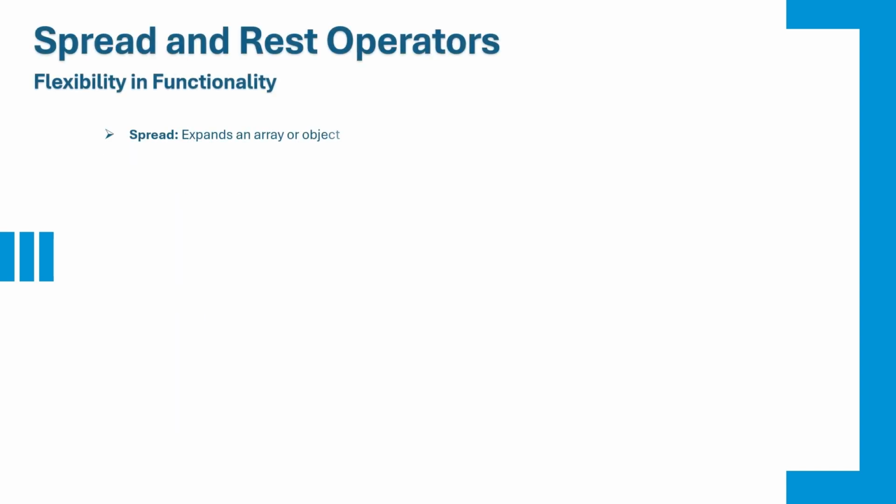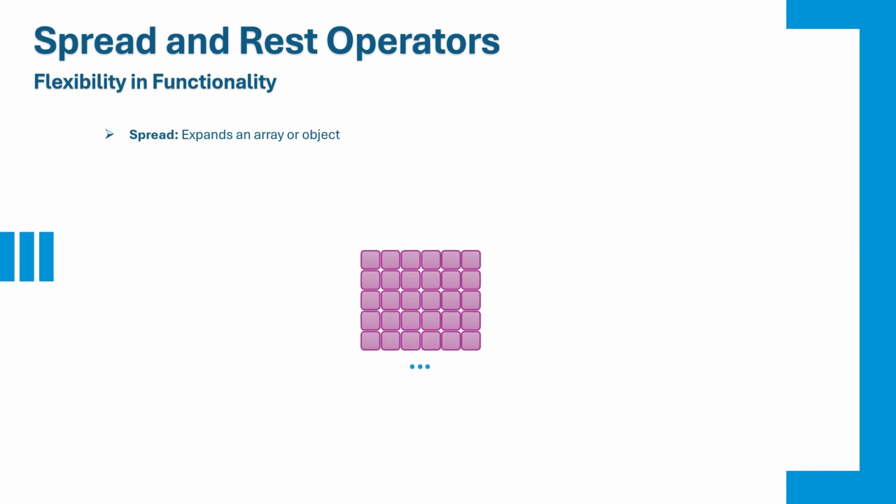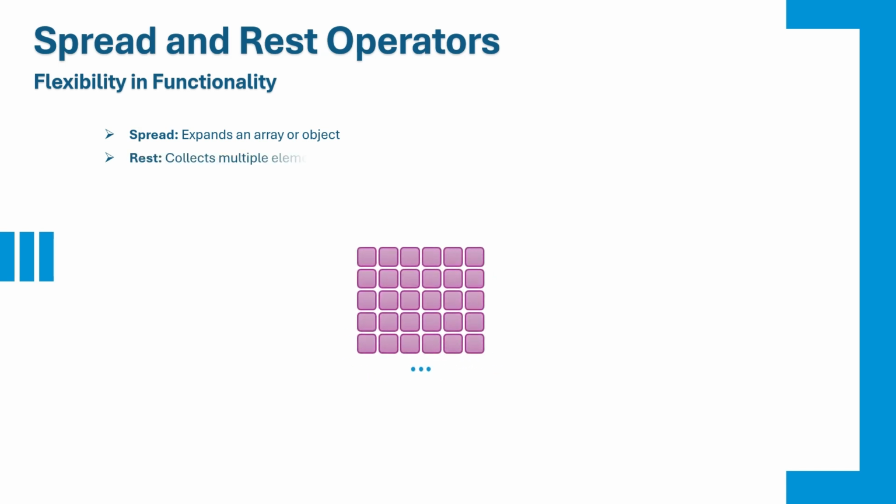The spread and rest operators, both represented by the three dots syntax, let us expand or gather elements from arrays and objects. It is one of the most versatile tools in modern JavaScript.